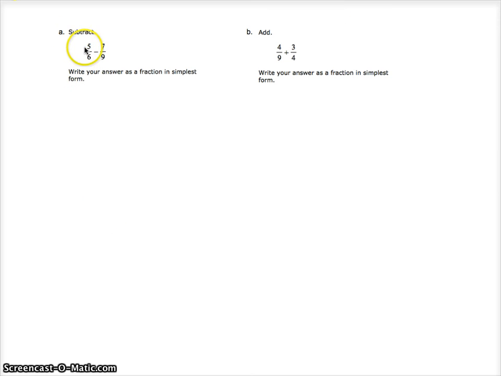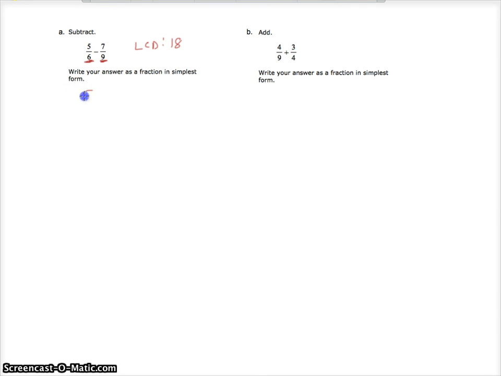Alright, here we go. The next 2 examples we're going to look at. Part A says subtract 5/6 minus 7/9. We should identify first that we must find our LCD. Our denominators are not the same. 6 and 9 are not equal. So we have to find our LCD of 6 and 9, and that's going to be 18. So we're going to change both of those denominators to 18s.